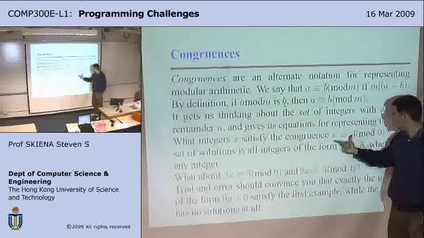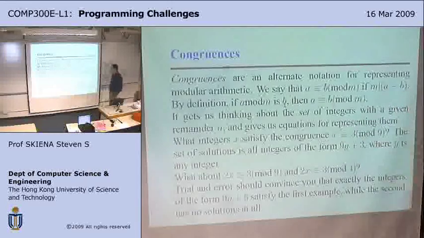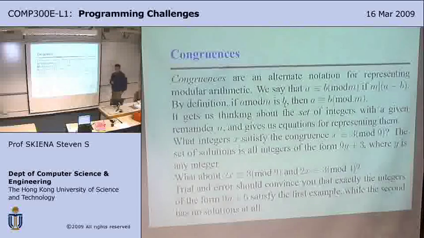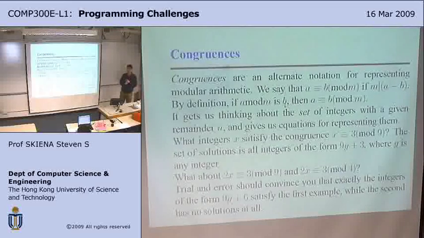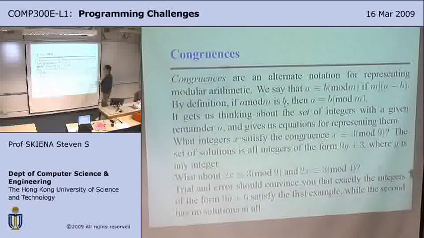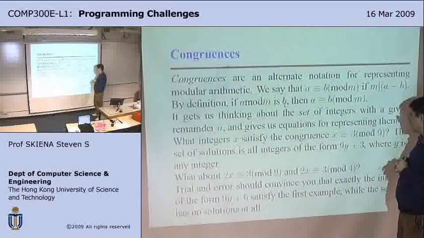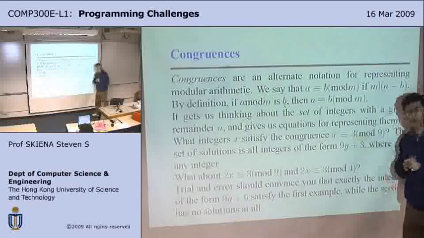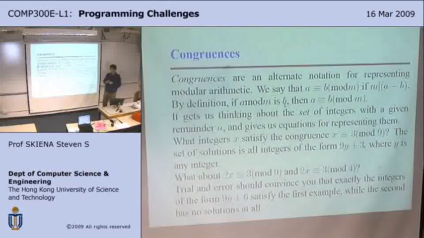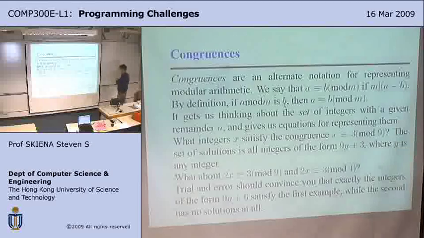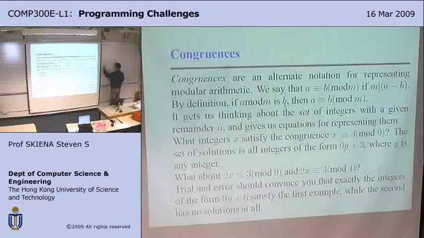And what comes out to be the fundamental problem in working with congruences is that if I give you an equation expressed as congruences, thinking about all the integers that satisfy it. So suppose I have an expression like this: x is congruent to 3 mod 9. What integers satisfy that formula? If I have an expression that says x is congruent to 3 mod 9, what is that really asking me? It's asking, for what integers x is it true that 9 divides x minus 3?